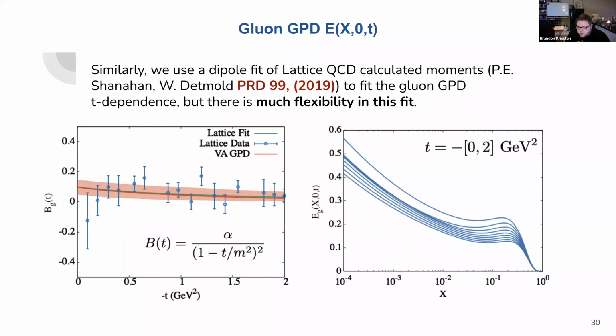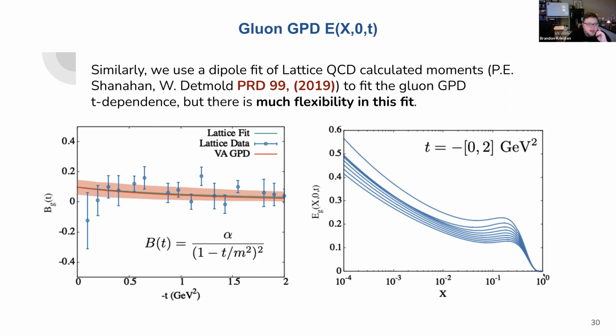So the Detmold and Shanahan paper actually calculate the moments of B, this B_G gravitational form factor. However, they tell us that this gravitational form factor is consistent with 0. But in order to get anywhere with this gluon GPD, what we did was we refit the data to a dipole fit instead of just assuming a constant or 0. And that's how we parameterized our GPD.